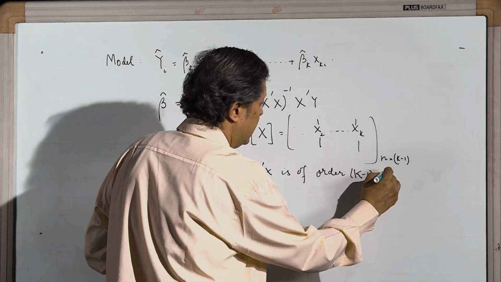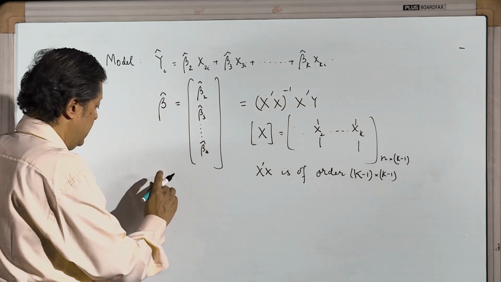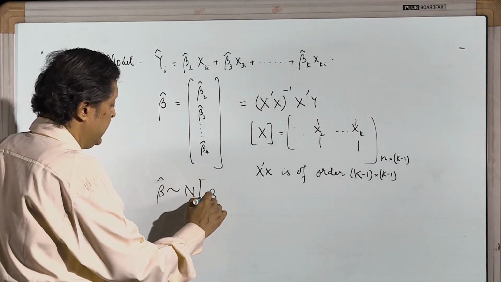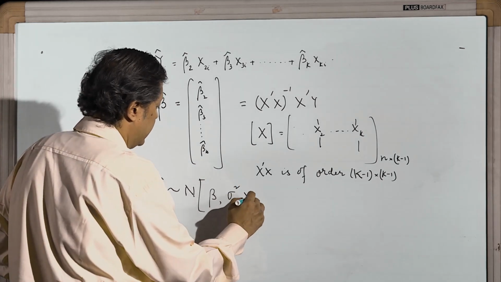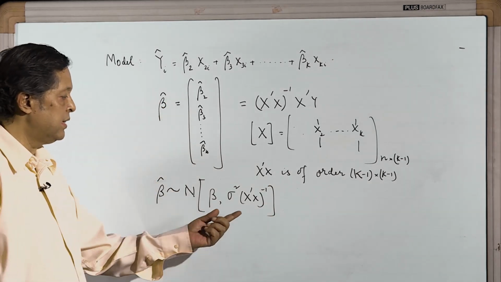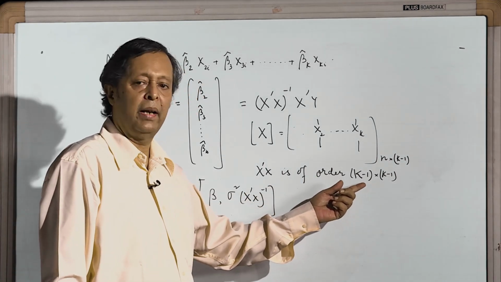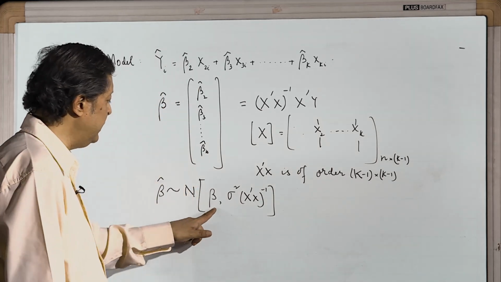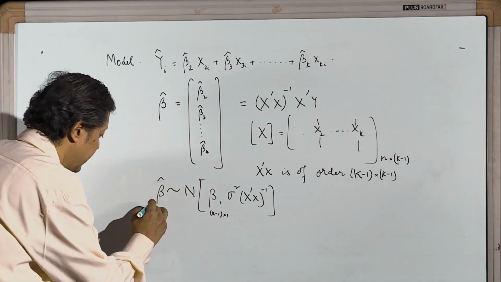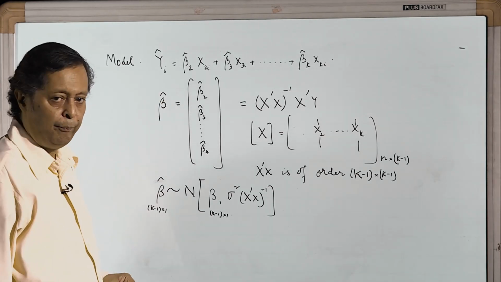So, X prime X therefore is of order not k cross k, but k minus 1 cross k minus 1, and beta hat is therefore following a normal distribution with mean beta and variance sigma square (X prime X) inverse. The notation is as earlier, only thing is this X prime X matrix is a square matrix of order k minus 1 cross k minus 1, and this beta has k minus 1 rows and 1 column. That is because we have 2 from 2 to k.